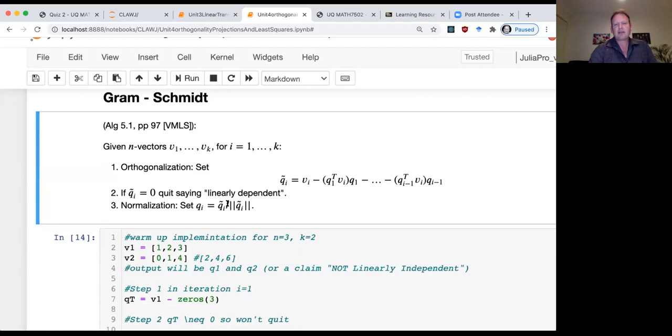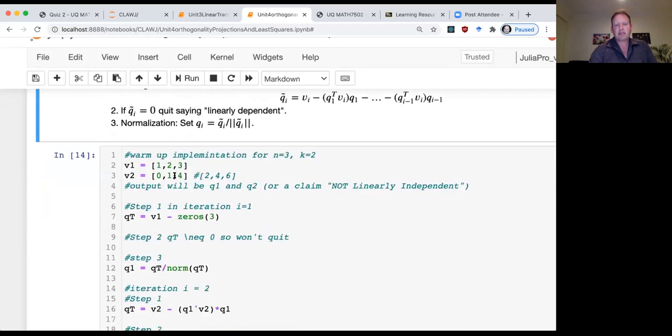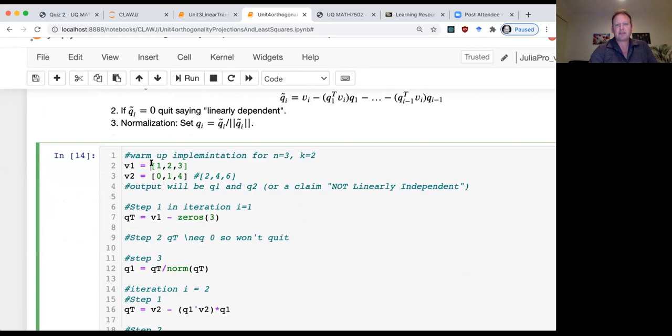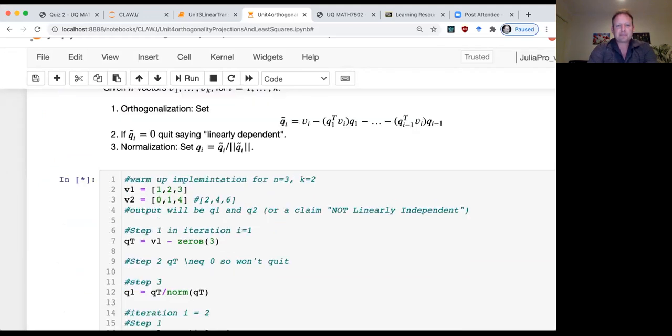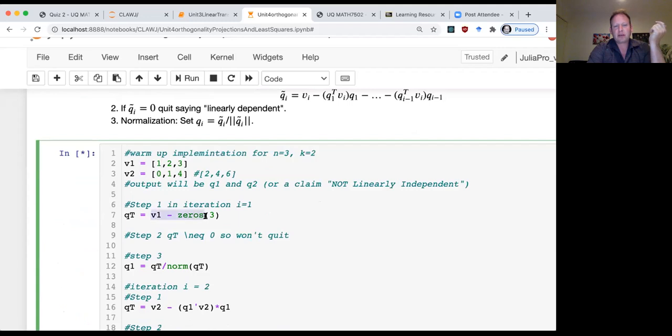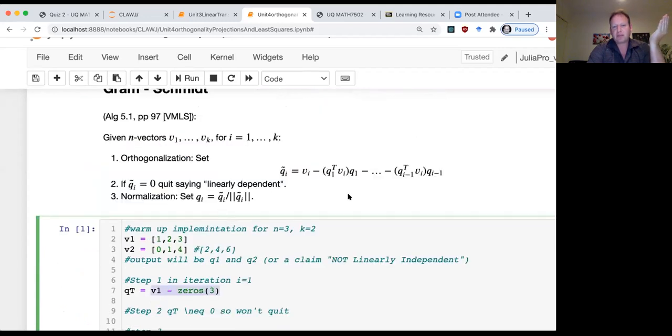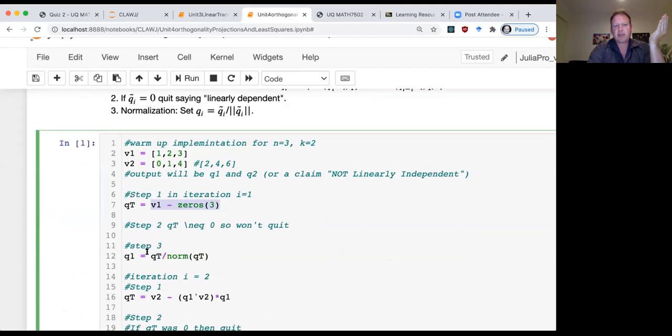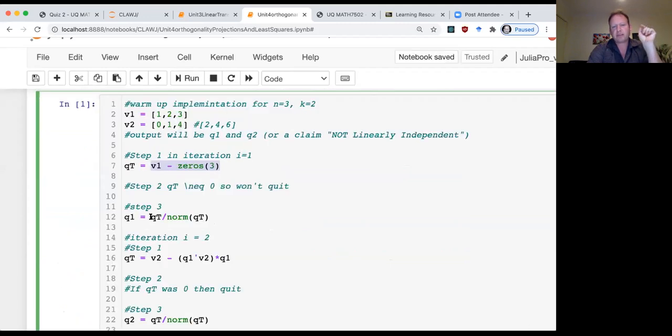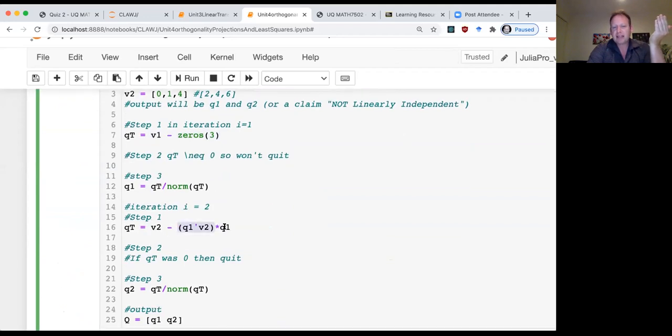All right, so this is how this algorithm works, and we actually did it here. We had two vectors, vectors of length 3, so n equals 3, k equals 2. That was v1 and that was v2, and q1 tilde was v1 minus nothing, because there's nothing to subtract in the first iteration, and q1 is just a normalized version of that. Then in the second iteration we subtract this guy.